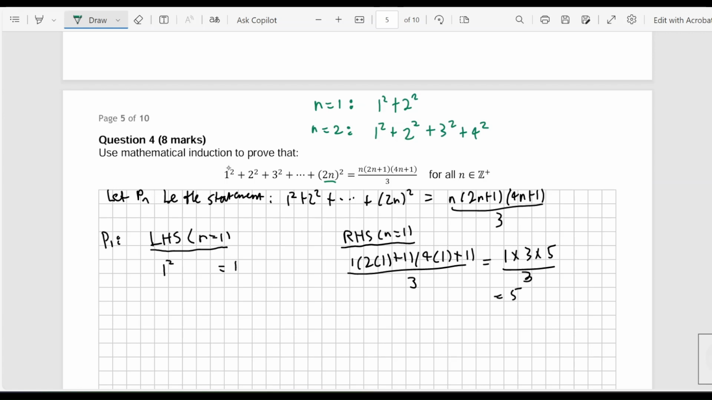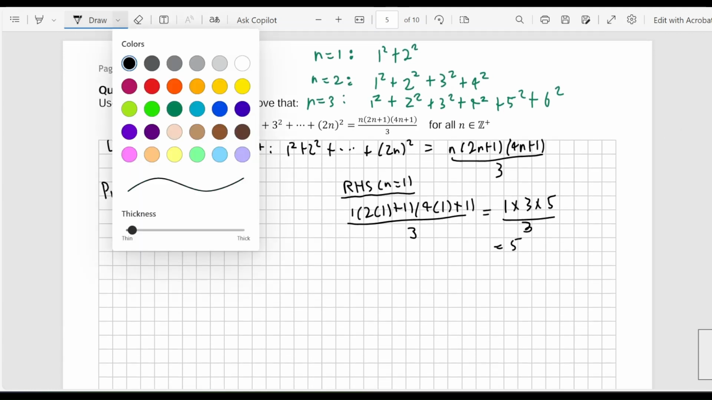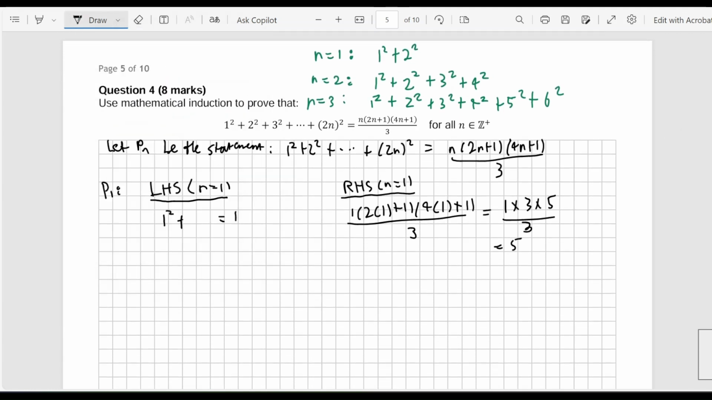So that's the thing that's very weird about this induction. When you increase your n value by 1, you add 2 more terms, which we're not really used to seeing in induction proofs. But anyway, that will fix our P1 because it should have been 1 squared plus 2 squared, which is 5, and then they match. And therefore, P1 is true.